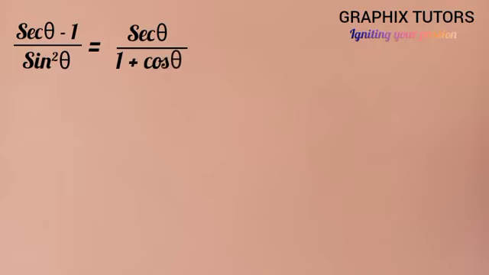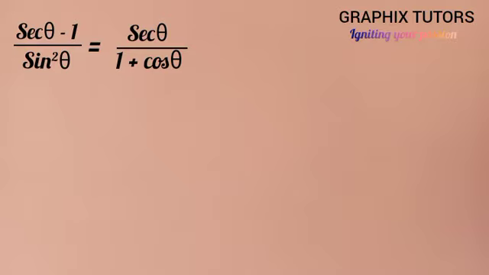Today we want to solve a problem in trigonometry where we are told to prove the following identity. It says that we should prove that (sec theta minus 1) all over sine square theta is equal to sec theta all over 1 plus cos theta.